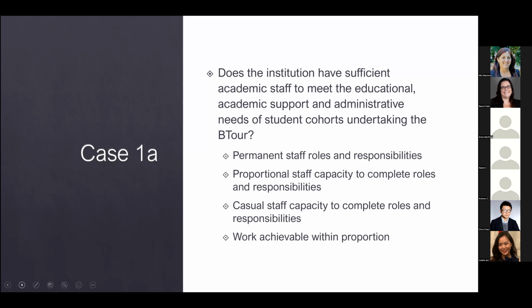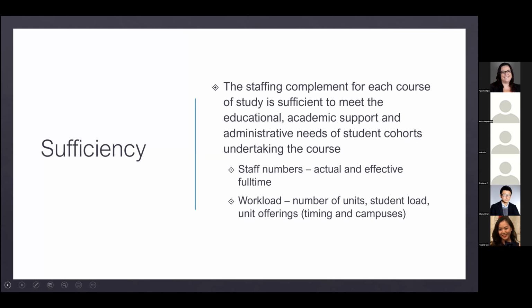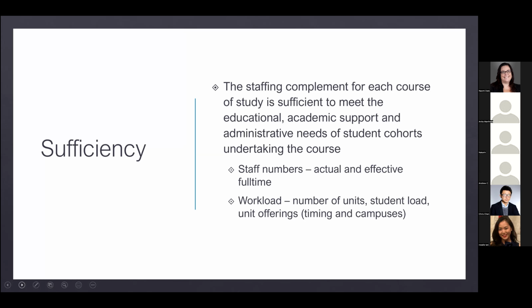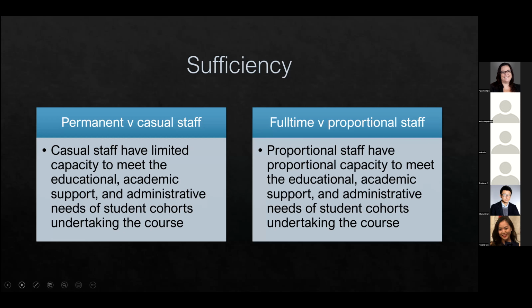All right. So overall, broadly, that profile that you've seen is one that would probably be deemed as sufficient within those allocations that I've noted before. So again, when we're thinking about the staff numbers, actual and effective full-time load, and also the workload for the number of units, the student loads, the unit offerings, the timing and the campuses, broadly the staffing would be seen as sufficient. And again, taking into account the balance between permanent and casual and full-time and proportional staff members within that load.